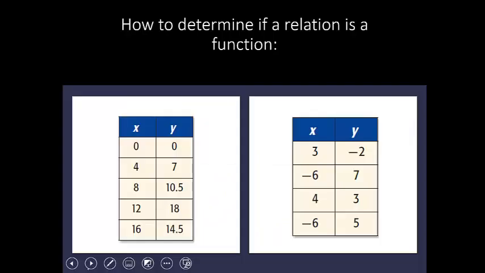Really straightforward. Let's look at our tables. On the tables, I'm going to look at my x values and I'm going to look, is there any x value that repeats? 0, 4, 8, 12, 16. No repeats. This is a function. If I look at the second one, I've got 3, minus 6, 4, minus 6. Minus 6 and minus 6 repeat. Therefore, this is not a function.